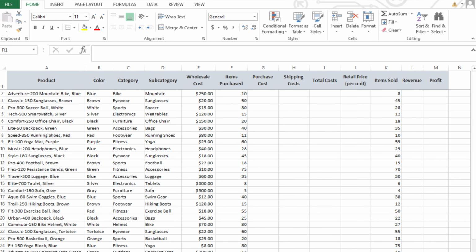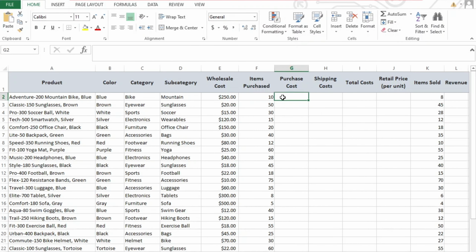Our first challenge is to calculate the purchase cost for each product. This cost is the product of the wholesale cost in column E and the items purchased in column F for each item. Alright, to find the purchase cost, we will use Excel's powerful formula skills.